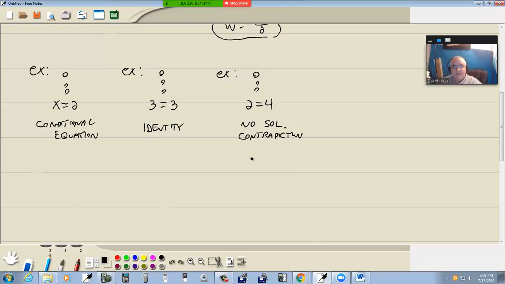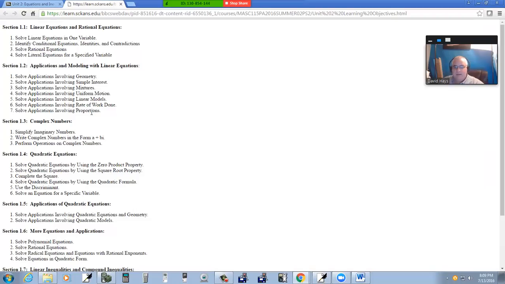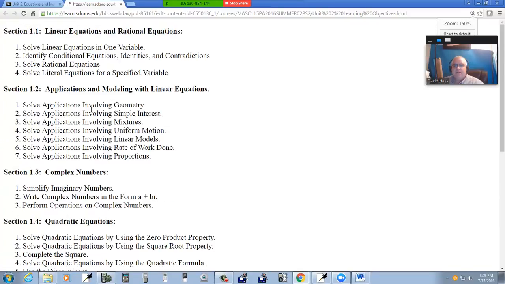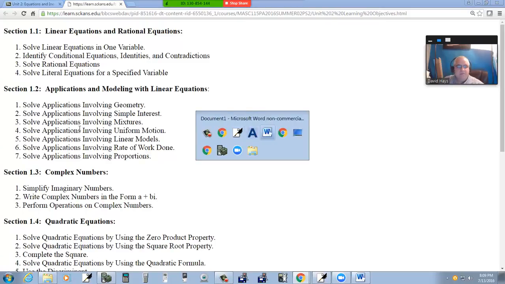So that's how you identify the different types. You solve them like normal, and you see what happens. Now, next topic is rational equations. So let's take a look at those.